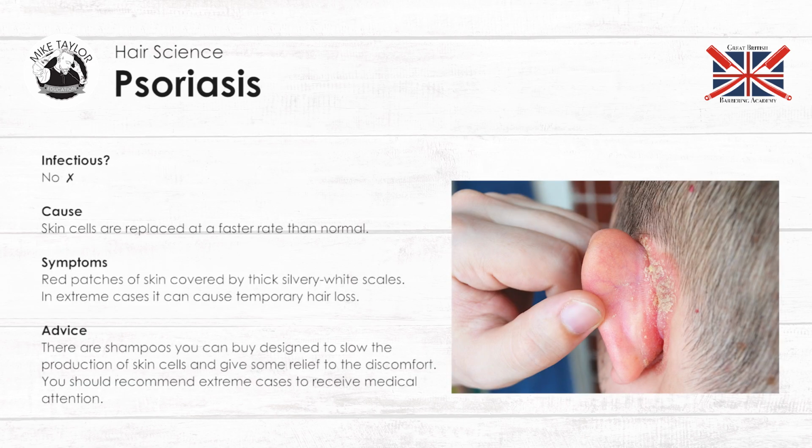Psoriasis. Psoriasis is not infectious. The cause is skin cells being replaced at a faster rate than normal. The symptoms are red patches of skin covered by thick silvery white scales. In extreme cases, it can also cause temporary hair loss. You can advise that there are shampoos you can buy designed to slow the production of skin cells and give some relief to the discomfort. You should recommend extreme cases seek medical advice.